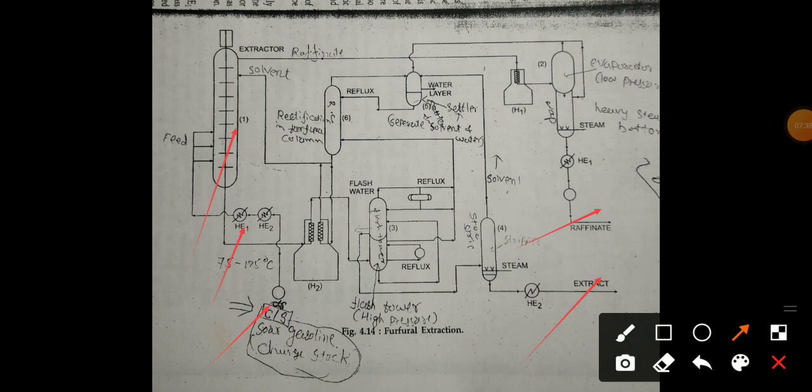The raffinate phase leaves from the top of the contactor and is heated in the heater H1. This is the heater H1, and this is the heater H2, in the furfural extraction part, followed by evaporator 2. The evaporator works at a low pressure, which ensures the removal of the solvent contaminated with water vapor. The heavy stream goes to the bottom portion, through heat exchanger 2 also.